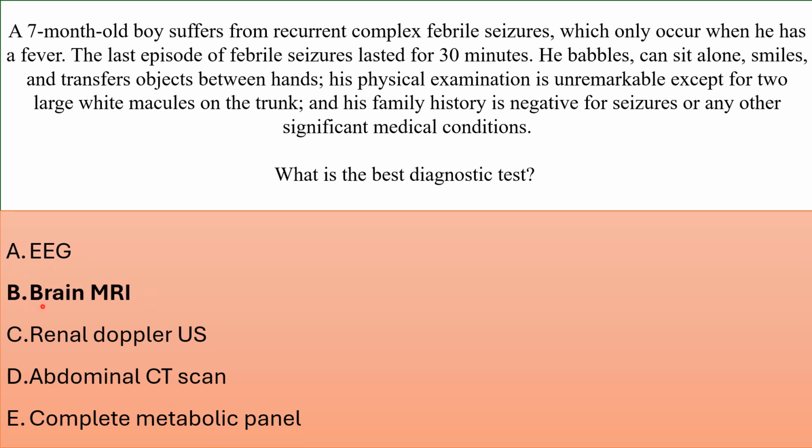The correct answer is brain MRI, looking for tumors because of risk of tuberous sclerosis. He has recurrent complex febrile seizures, or seizures or epilepsy in general, plus 2 large white ash leaf spots, which are the white macules on the trunk. So very important to rule out tuberous sclerosis in this case.